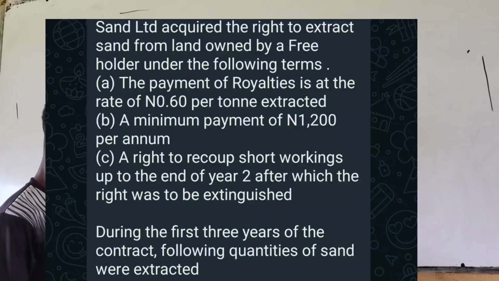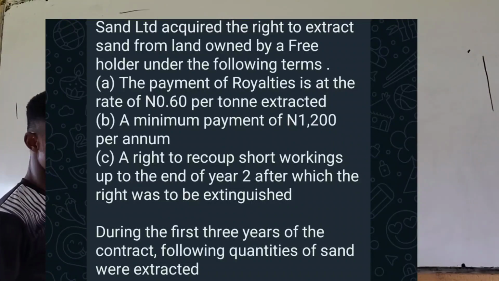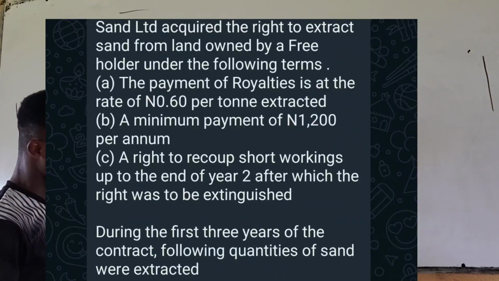Sand Limited acquires the right to extract sand from land owned by a freeholder under the following terms. The payment of royalty is at the rate of 60 kobo per ton extracted. A minimum payment of 1,200 naira per annum.